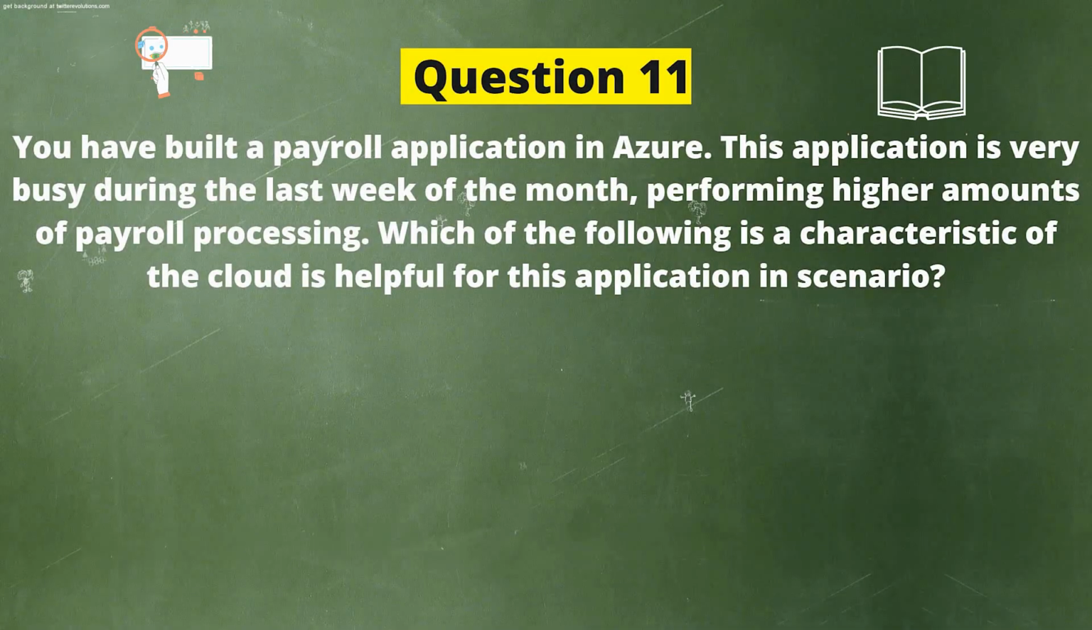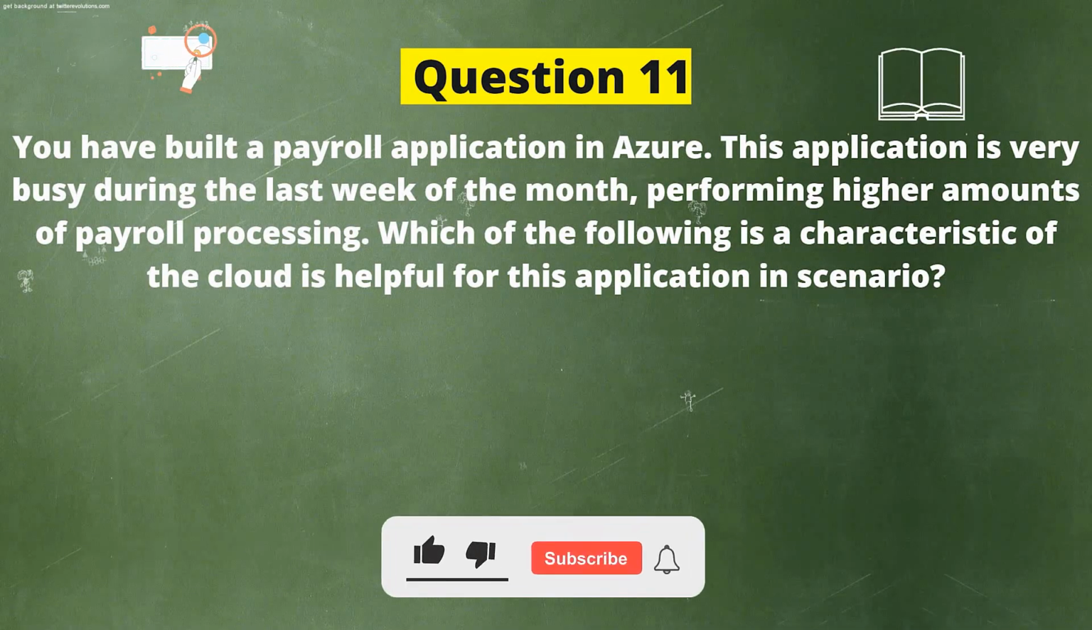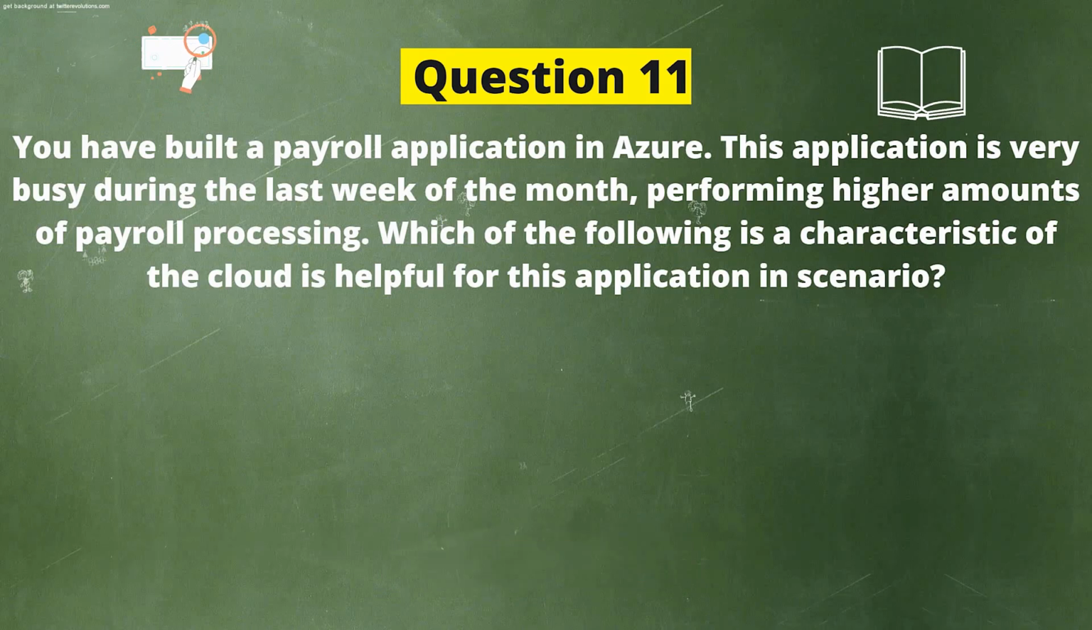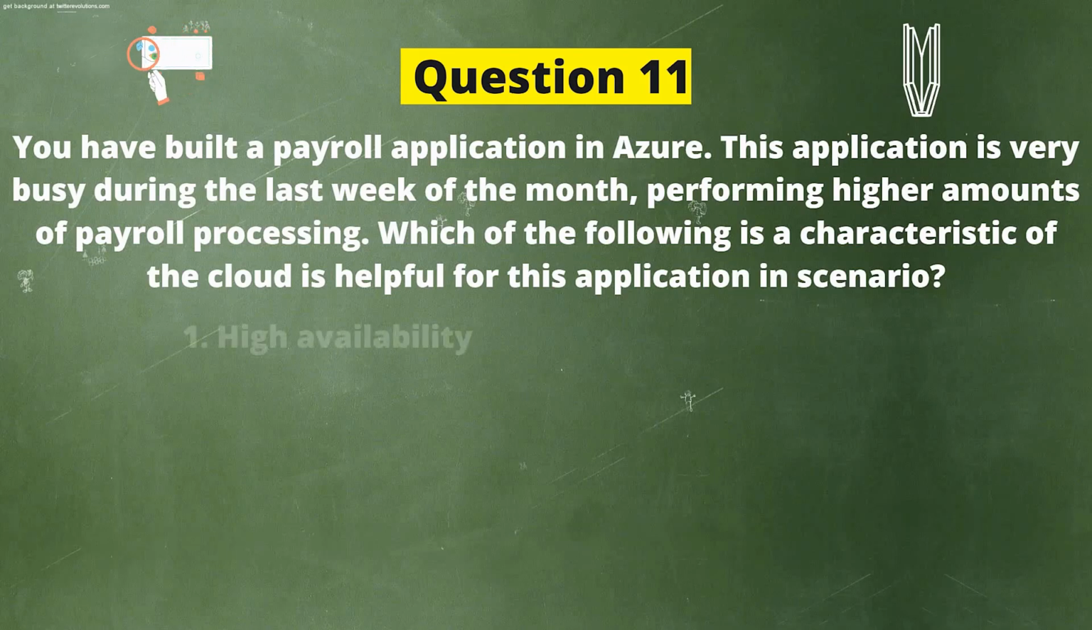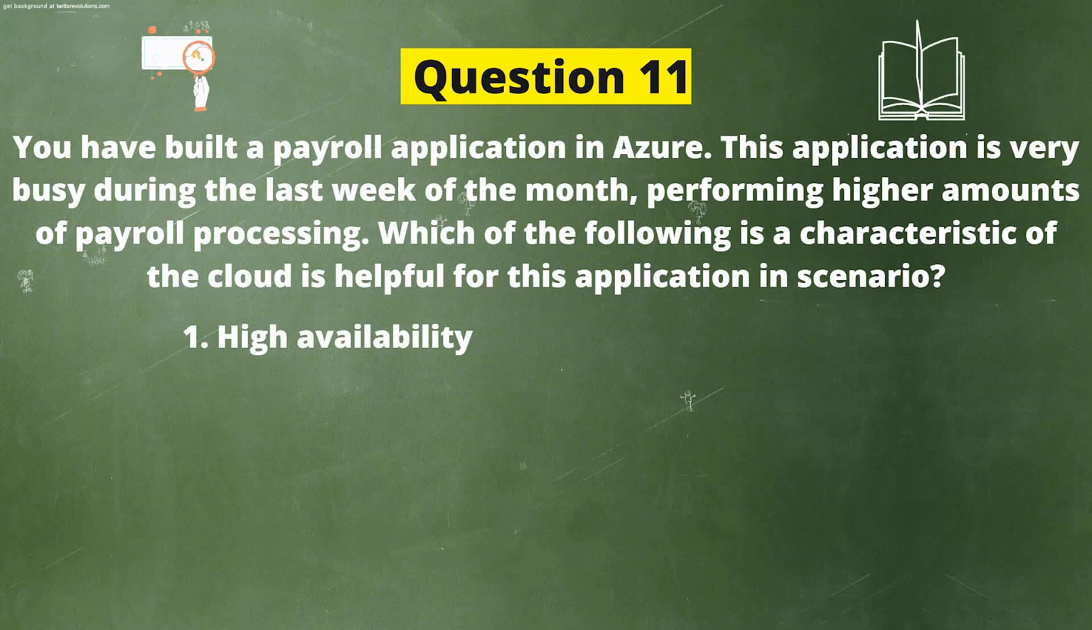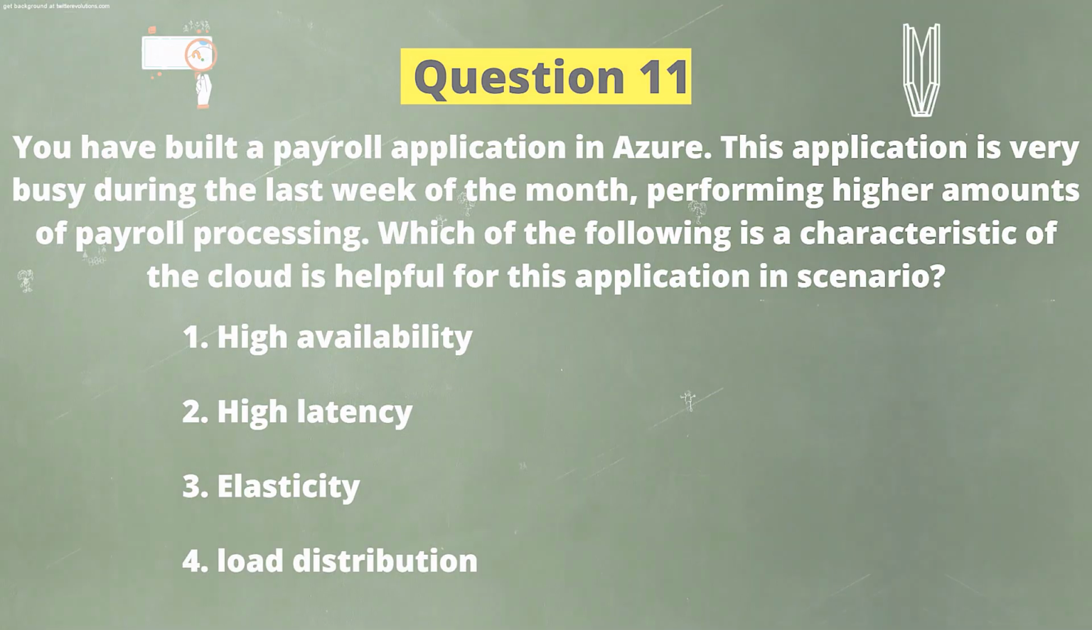Next question. You have built a payroll application in Azure. This application is very busy during the last week of the month, performing higher amounts of payroll processing. Which of the following characteristics of the cloud is helpful for this application in this scenario? And the options are: 1. High availability. 2. High latency. 3. Elasticity. 4. Load distribution. And the correct answer is option 3.